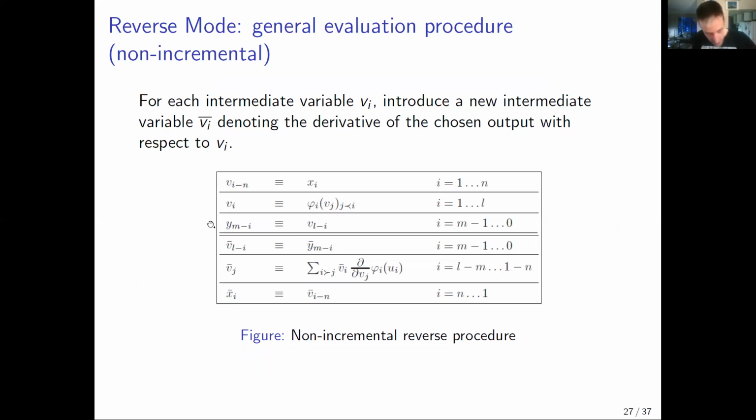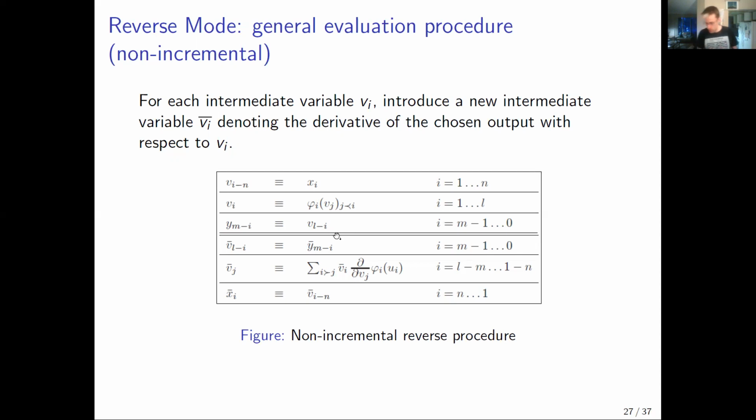And then let's discuss how this works. So we just do the original evaluation procedure here. And then when we get to the end of the program, we now start working backwards from the end. So first we start out by defining the y bars. Remember, before we were starting out by defining x dot. So here we start at the end, defining some y bars. And we define these y bars, and then we're going to step backwards.